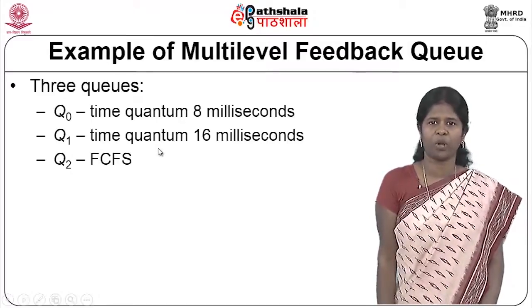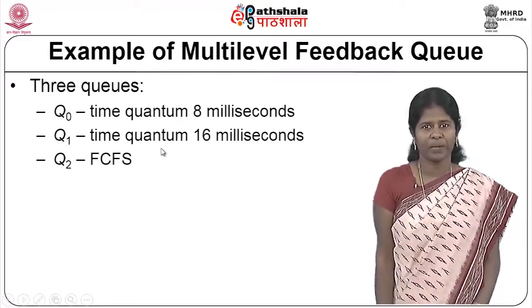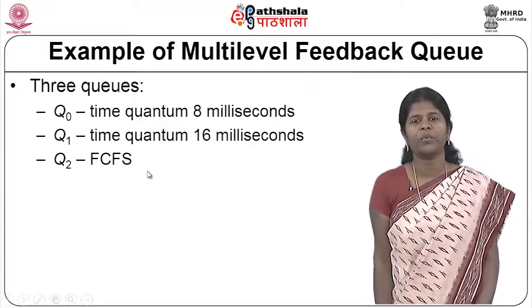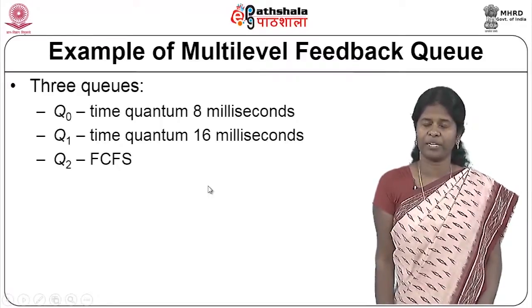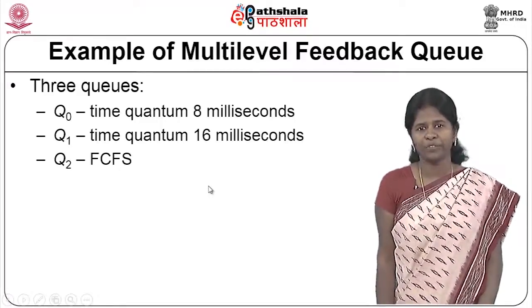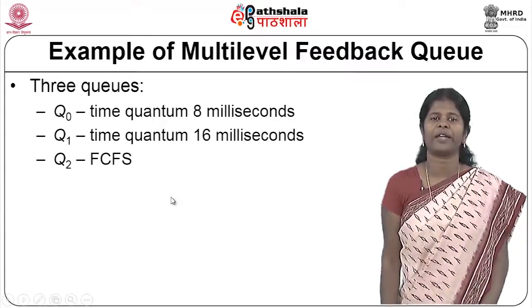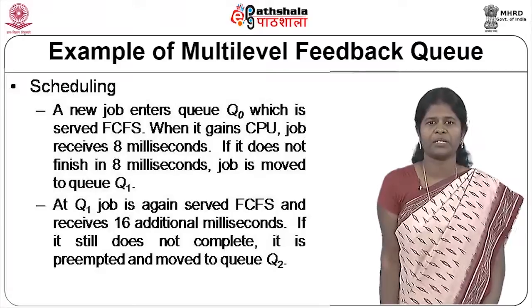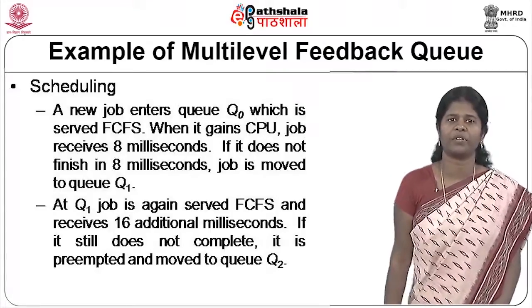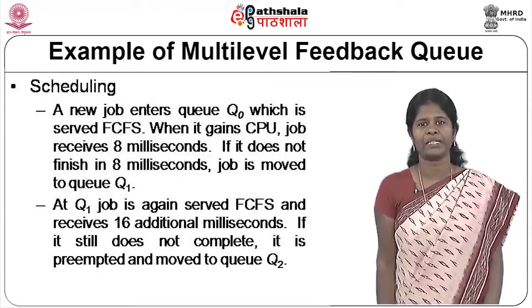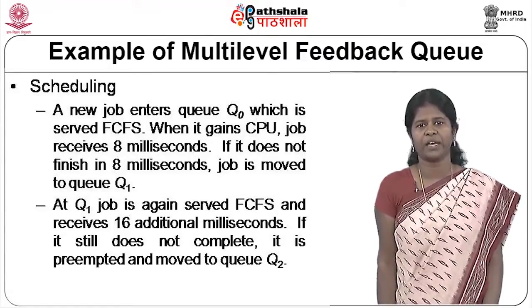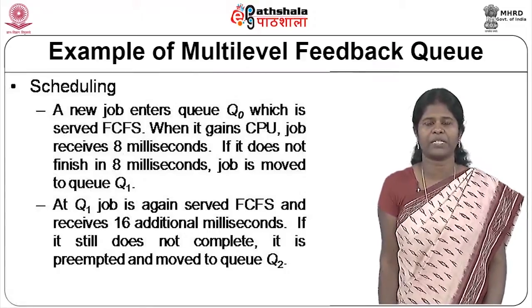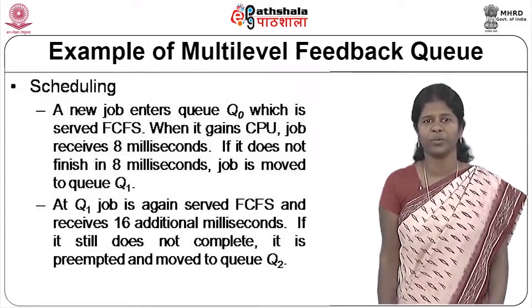Again it is round robin but with a longer time slice. Then we have the third queue, Q2, which defines an FCFS scheduling algorithm. So, first a new job enters Q0, which is served FCFS. When it gains the CPU, it receives 8 milliseconds. But if it does not finish the job in 8 milliseconds, the job is moved to Q1.